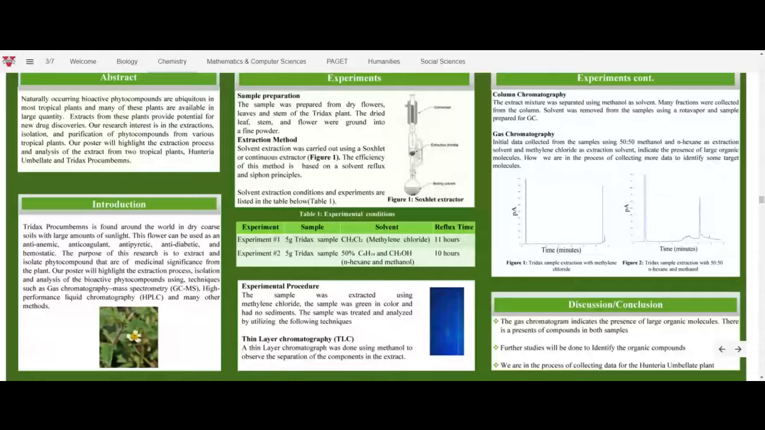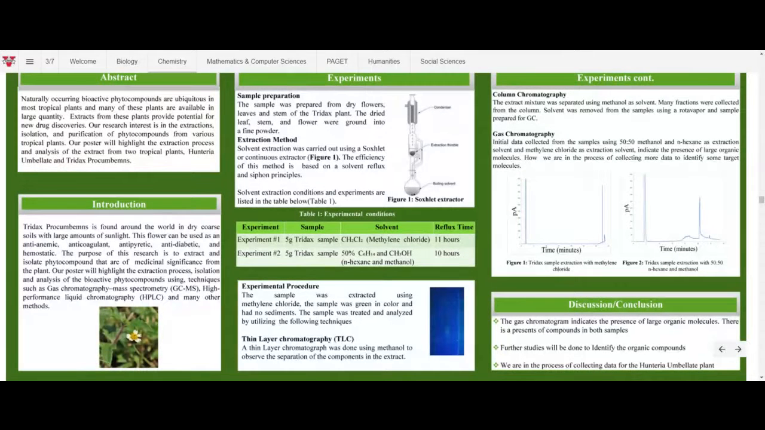So basically the difference in time is from the polarity of the two solvents that we used, the methylene chloride and normal hexane and methanol. With the two different solvents, it just took a different time for it to show that something was present.